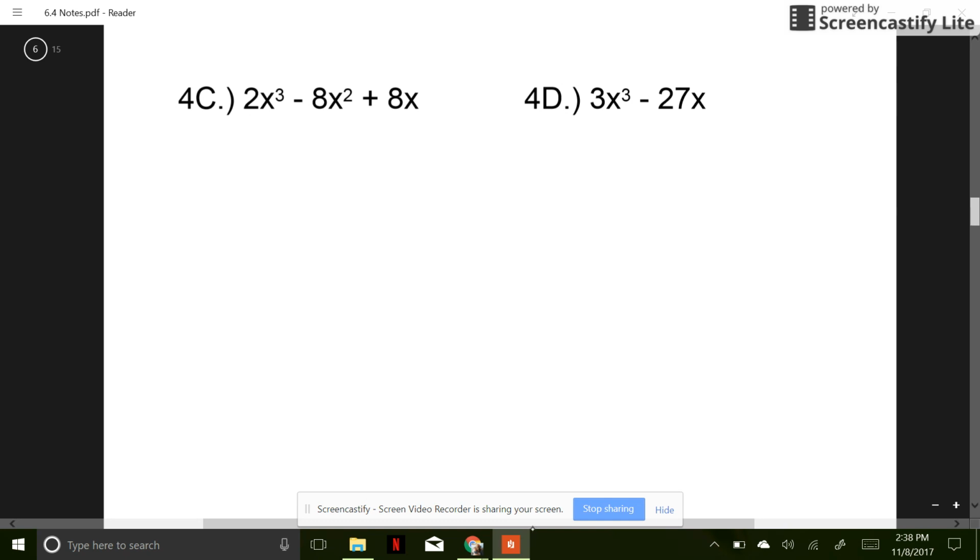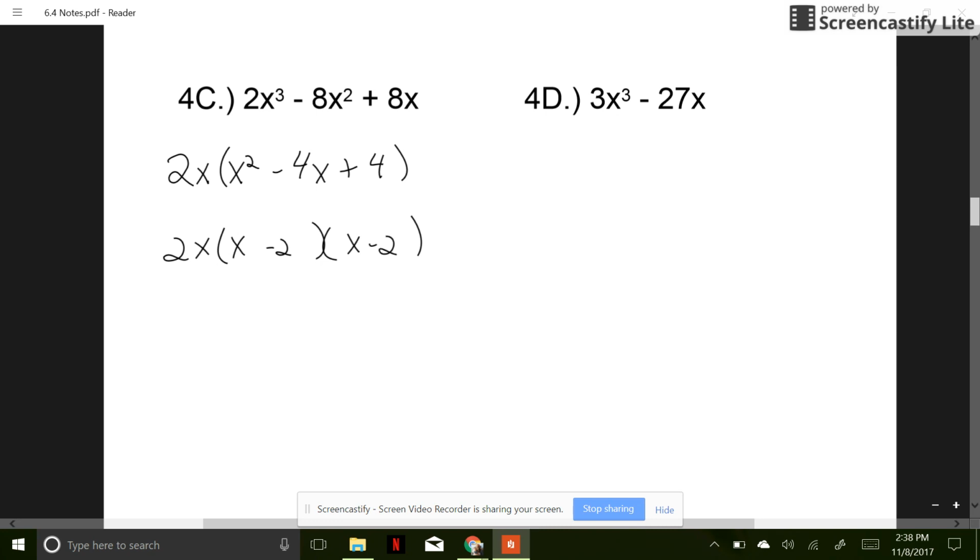4c. Well, looking at this one, we can factor out a 2x. We'll be left with x squared minus 4x plus 4. So looking inside at our factors, we want two terms to multiply to get 4 and add to get negative 4. That would be negative 2 and negative 2. If you want, then we could write it as 2x times x minus 2 squared.